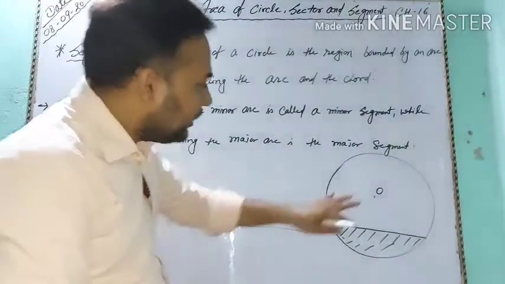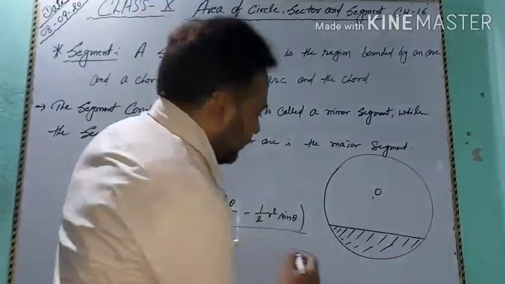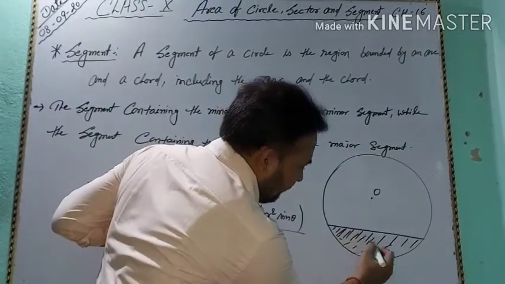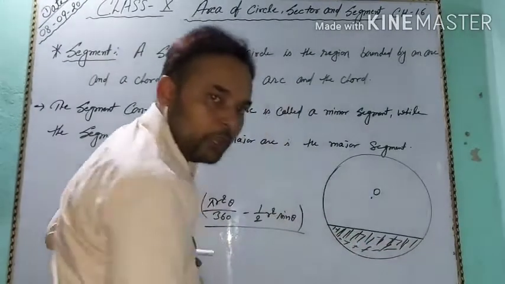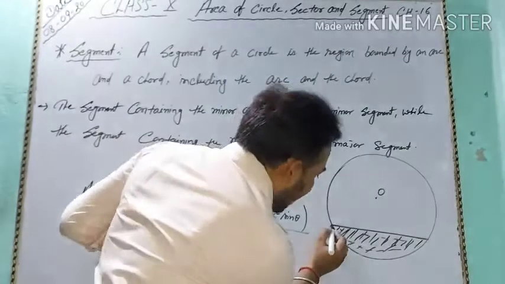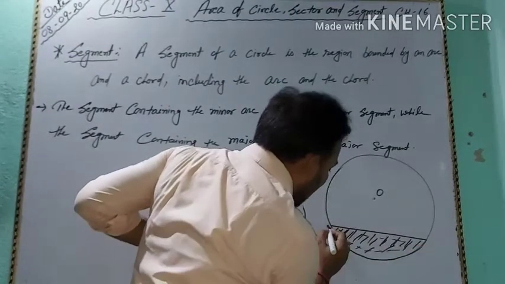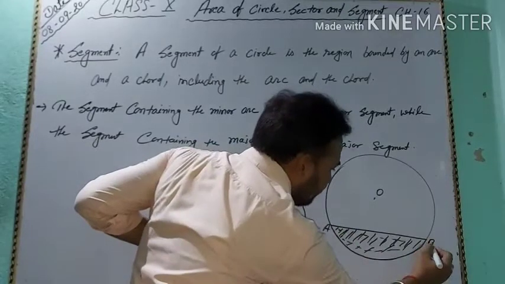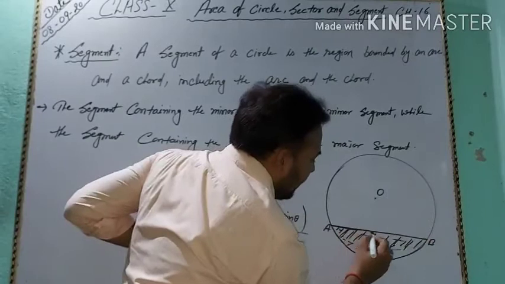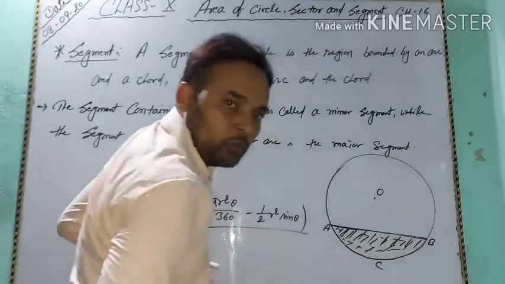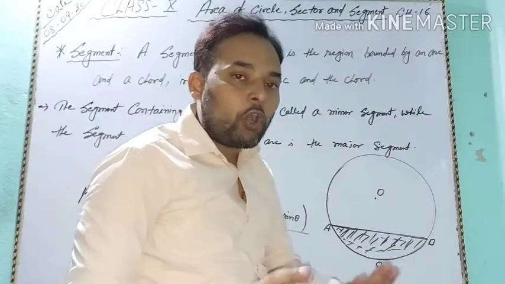So students, in this figure, this region of the circle is called the segment of the circle, which is bounded by an arc ACB and the chord AB. Okay, this region is called the segment of the circle.